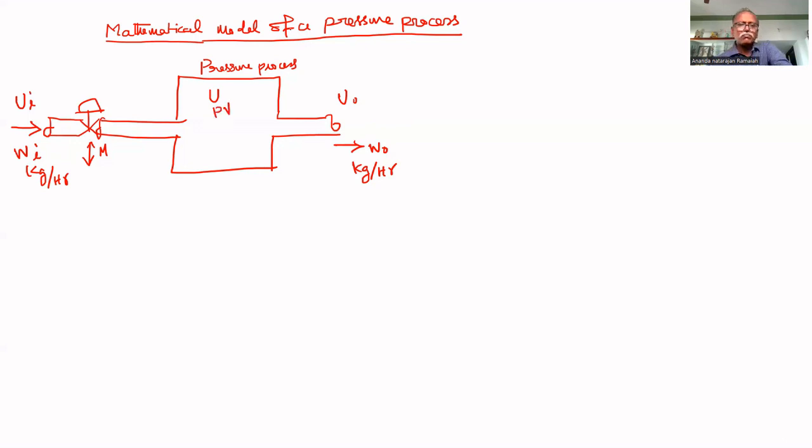How to control? By controlling the inflow rate. How can inflow rate be controlled? By adjusting the valve opening. Therefore, the inflow rate is the manipulated variable. Valve opening is the manipulated variable. By manipulating valve opening, we can adjust the inflow rate so that the pressure inside the process can be controlled.